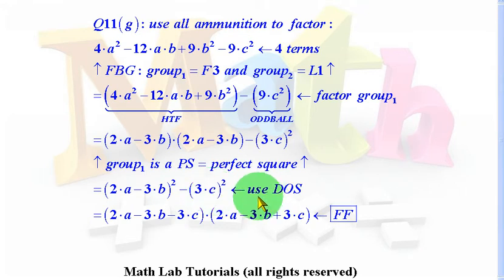And now we simply use DOS factoring to complete the problem. And to use DOS factoring, we take square roots. The square root of the first term is just 2a minus 3b. The square root of the second term is just 3c. Disregard the sign for now. So you have 2a minus 3b blank 3c. All you do is copy paste into the next set of brackets. So you get 2a minus 3b blank 3c.